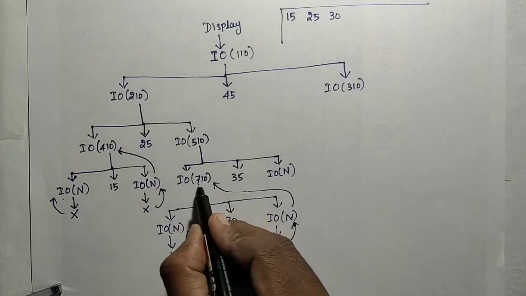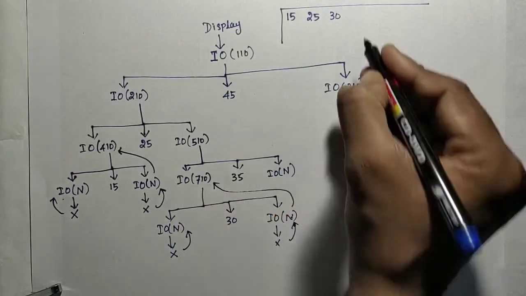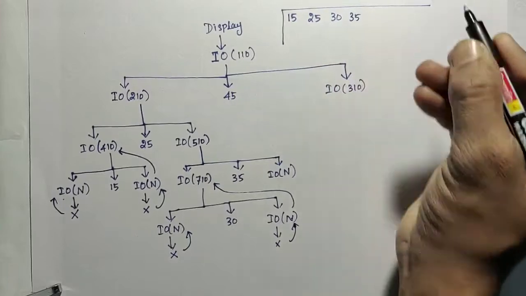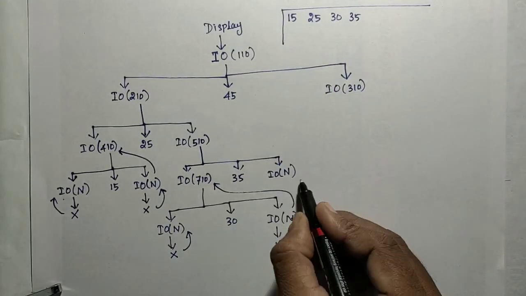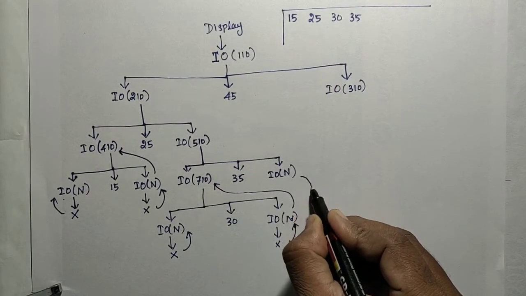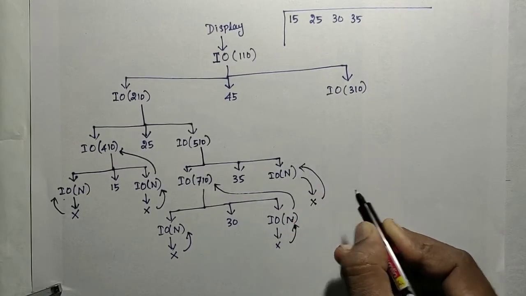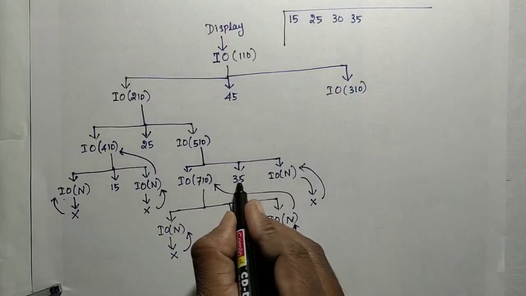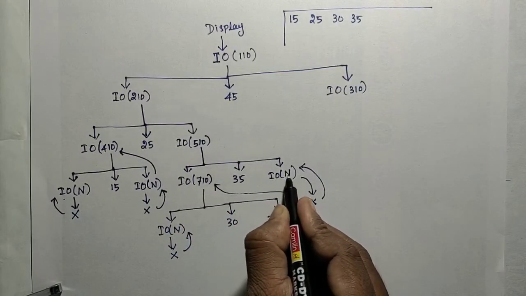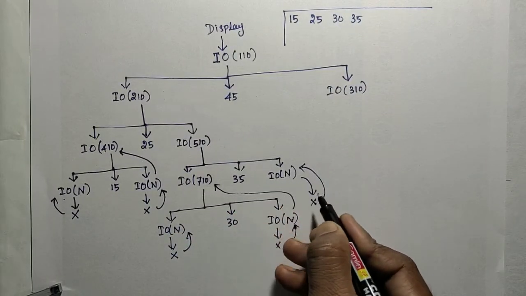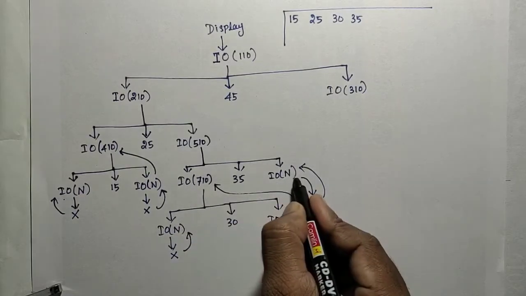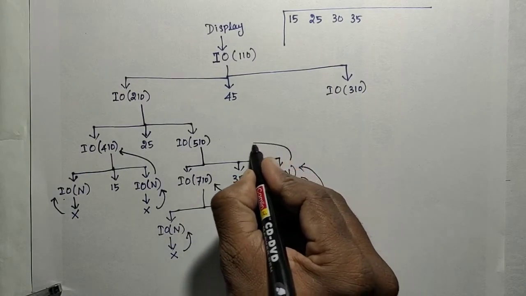Next, after this call is over, it will print the 35 on the screen. Okay, so next is IO of n. IO of n means it will not do anything, so it will just return to the caller. Here 1, 2, 3, because the IO of null means there is no left or right, so it will just return to the caller.